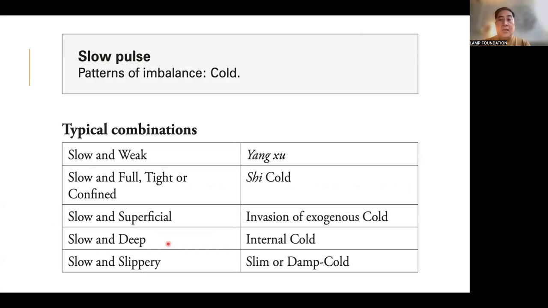So the typical combinations: if it is slow and weak, that's yang deficiency. Slow and full, tight or confined, that's excess cold. Slow and superficial, remember superficial, that's invasion of exogenous cold. Slow and deep, because it's deep, it's internal cold. Slow and slippery, so that's damp cold, okay?